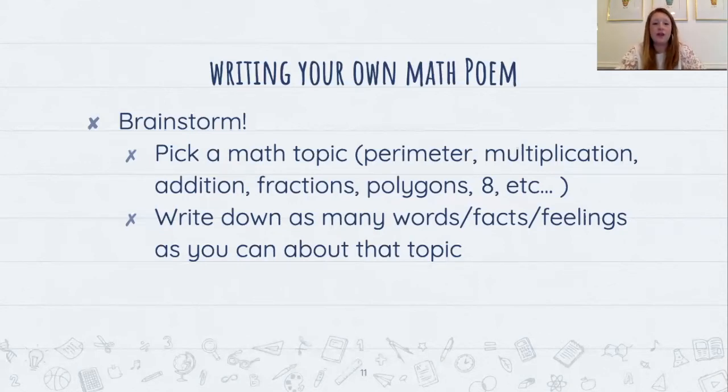And once you've done that, I want you to write down as many words or facts or feelings as you can about that topic. For example, if you pick the number 5, you may write down a fact like there are 5 Olympic rings with the Olympics in the logo. So anything that you can think of that relates to that fact or topic.